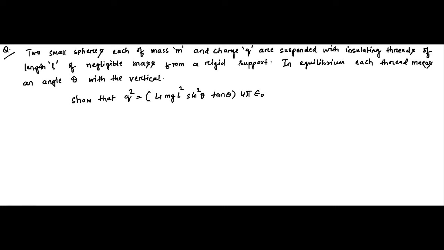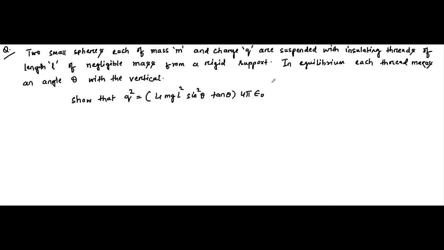Hello friends, so here we are with another question on electric charge and Coulomb's law. Here we have been given two small spheres, each of mass m and charge q, which are suspended with insulating threads of length l of negligible mass from a rigid support. In equilibrium, each thread makes an angle theta with the vertical.